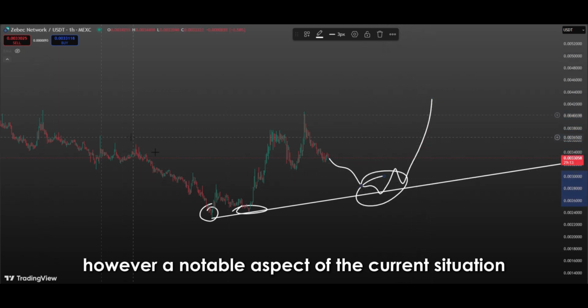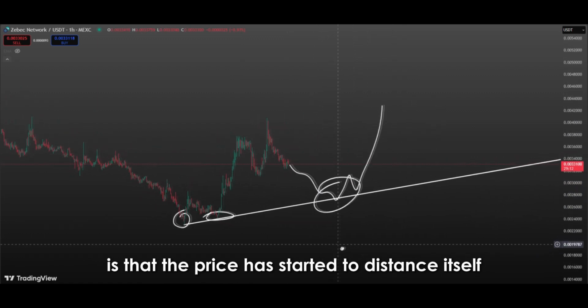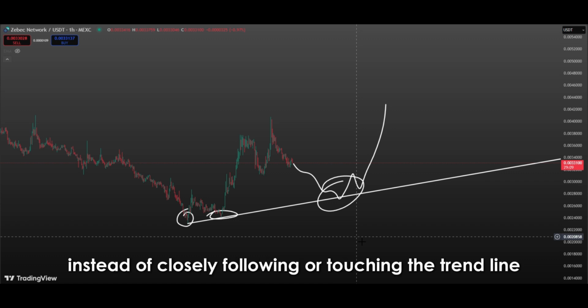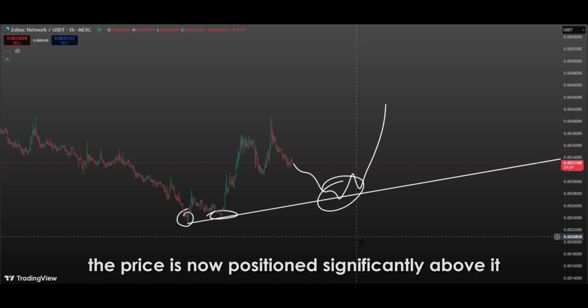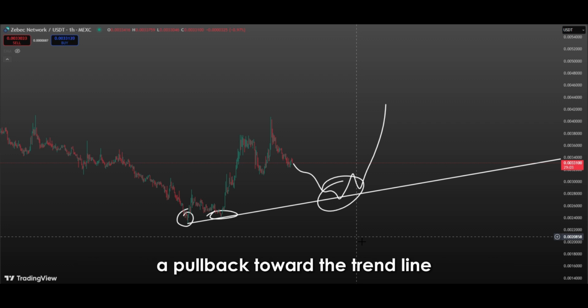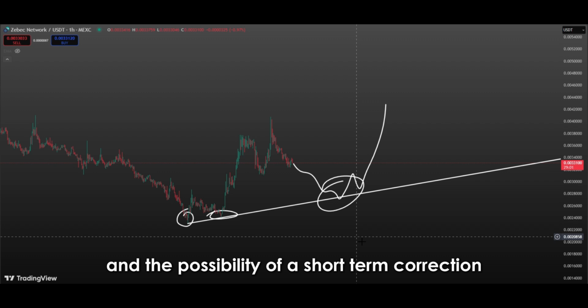However, a notable aspect of the current situation is that the price has started to distance itself from this upward trend line. In other words, instead of closely following or touching the trend line, the price is now positioned significantly above it. Technically, this could signal a potential cooling off of the price, a pullback toward the trend line, and the possibility of a short-term correction.